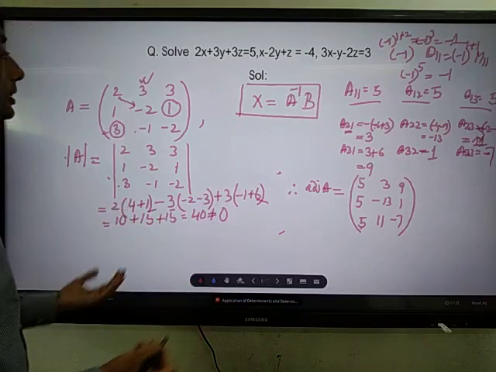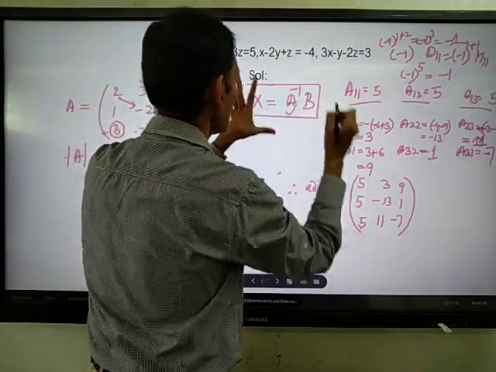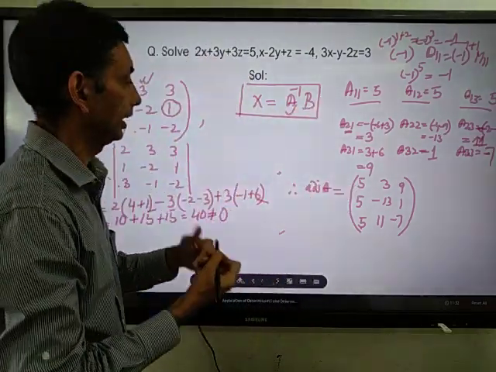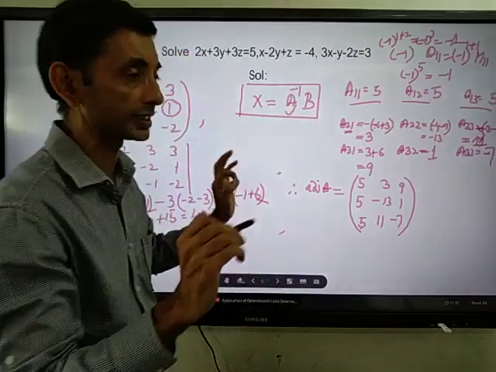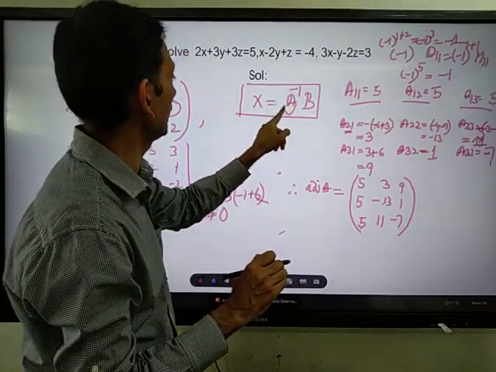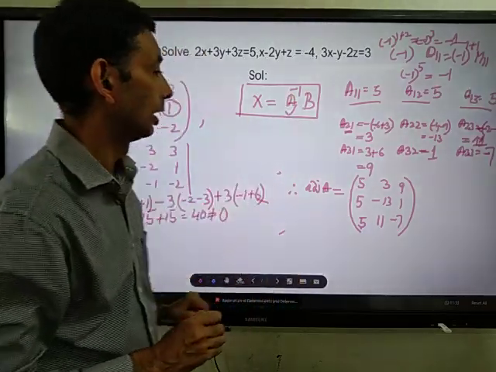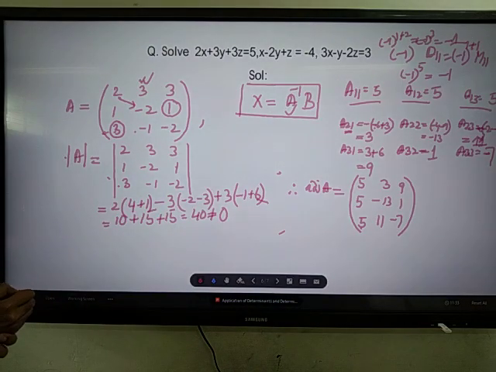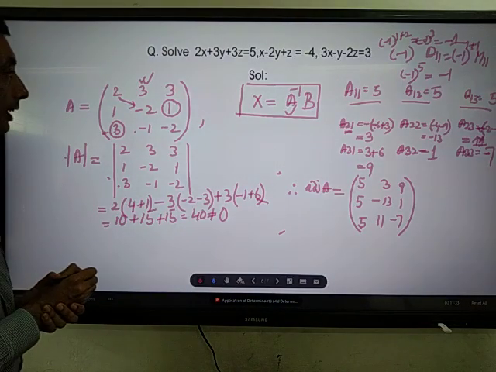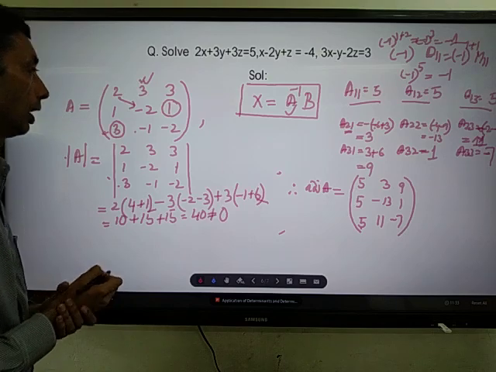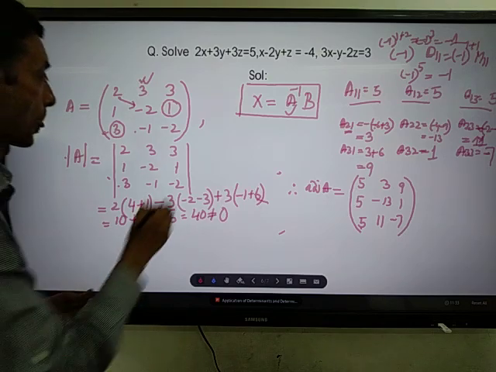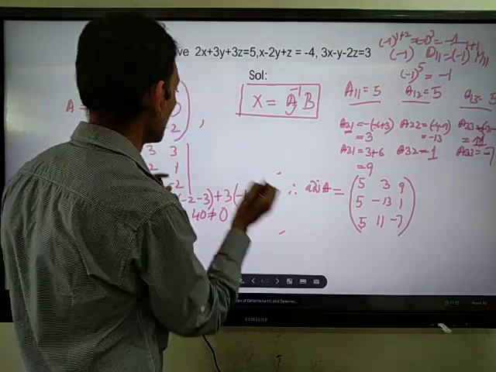So what did you get? That means A inverse, you got 1 by determinant A, and you got the adjoint. So finally one step is left out, then you need to multiply adjoints of A into B. So only that step is left out. We are going to multiply adjoints of A into B. So how to multiply adjoints of A into B?